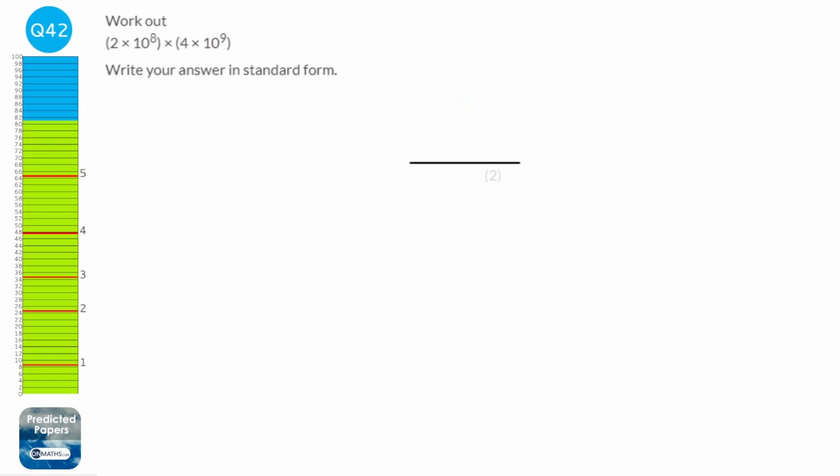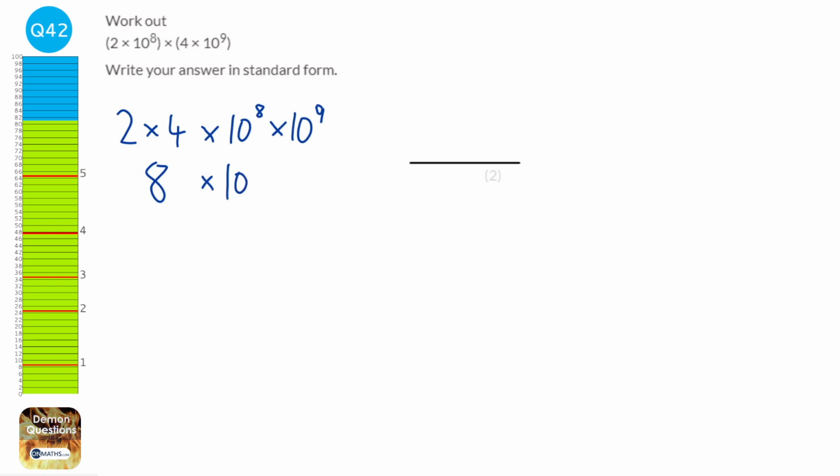When we multiply numbers, it doesn't actually matter which order we multiply them. So we can do 2 times 4 times 10 to the power of 8 times 10 to the power of 9. 2 times 4 is 8. And when we multiply two powers with the same base, we add the powers. That's going to be 10 to the power of 17. So our answer is 8 times 10 to the power of 17.